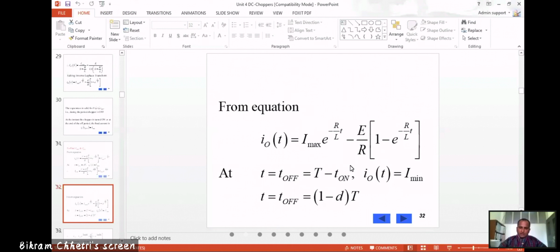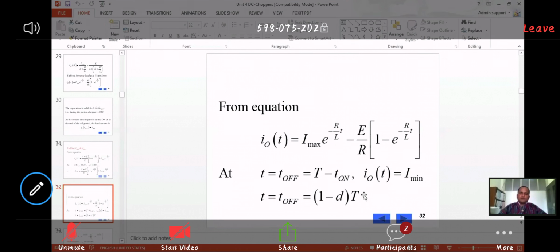so T off will be the total time period minus T on. So I naught at T will be equal to I minimum current. So we'll get T off is equal to 1 minus D into T.